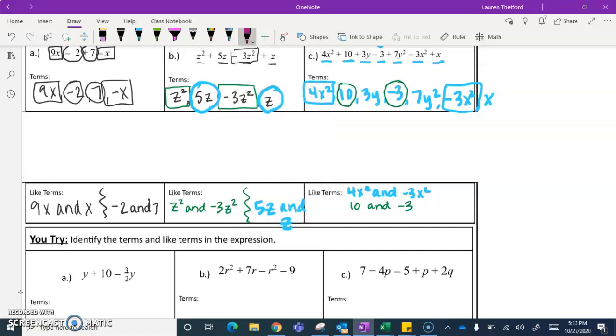Then we don't have any more. This one has a y and this one's a y squared. Those are not alike. So those are not like terms. And then we don't have any that just have an x, and so that doesn't have a like term either because there's nothing else with only an x next to it. We have an x squared, but that's not the same thing.